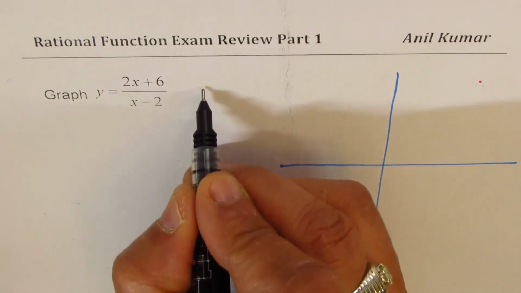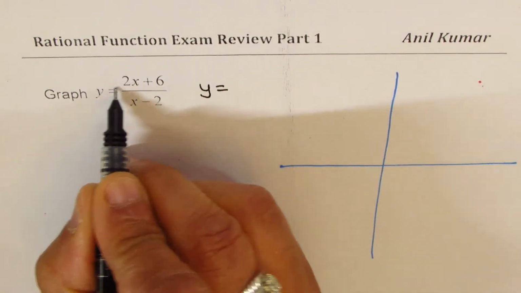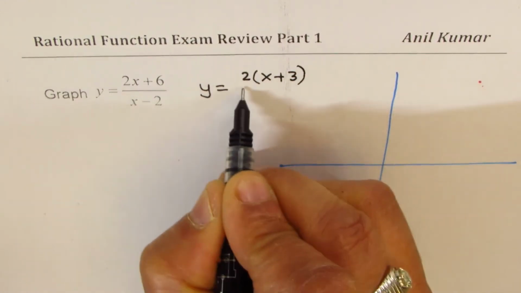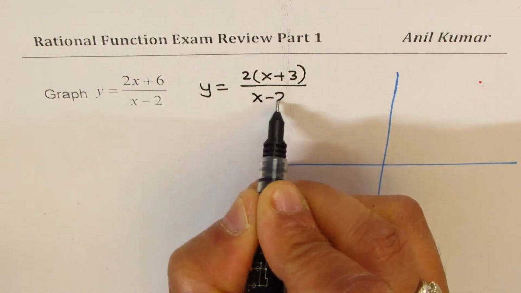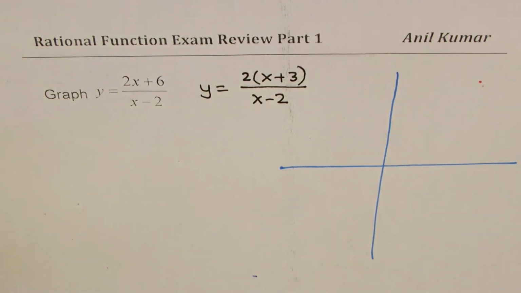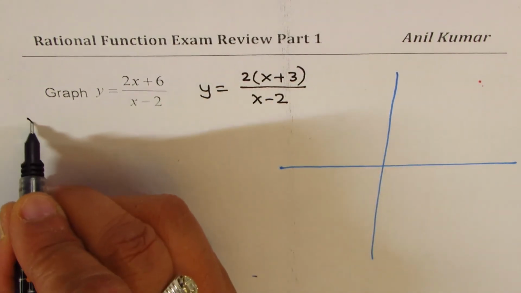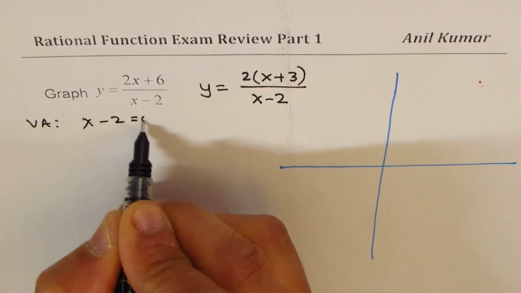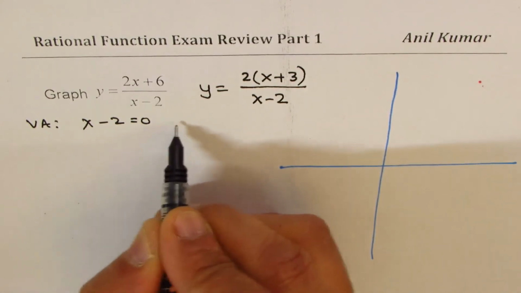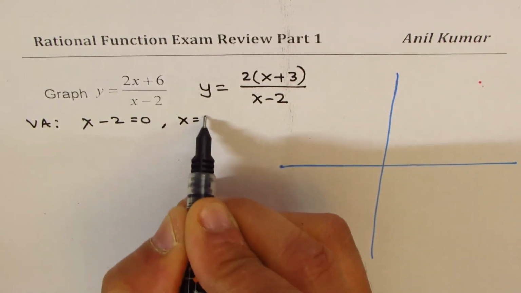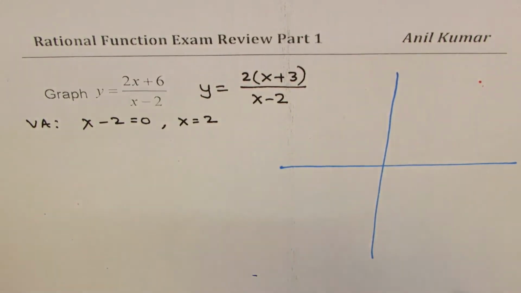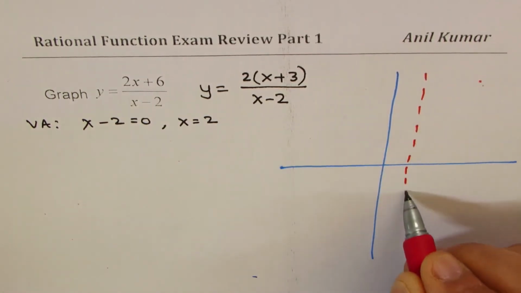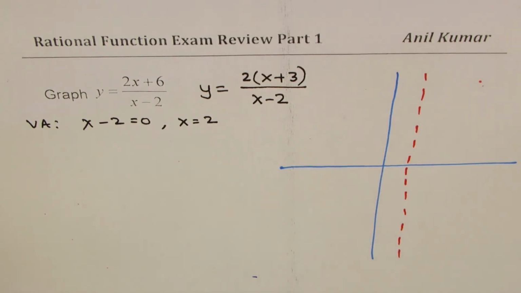We could also write this as y equals to, taking 2 as a common factor, 2 times x plus 3 divided by x minus 2, right? So we could use either one of these equations. So let's begin with vertical asymptote, correct? Vertical asymptote means denominator x minus 2 equals to 0. So that gives you vertical asymptote at x equals to 2. So at x equals to 2, let me make a vertical asymptote. So this is my vertical asymptote at x equals to 2.